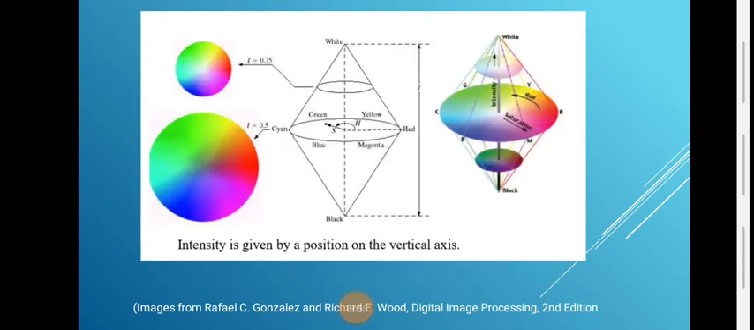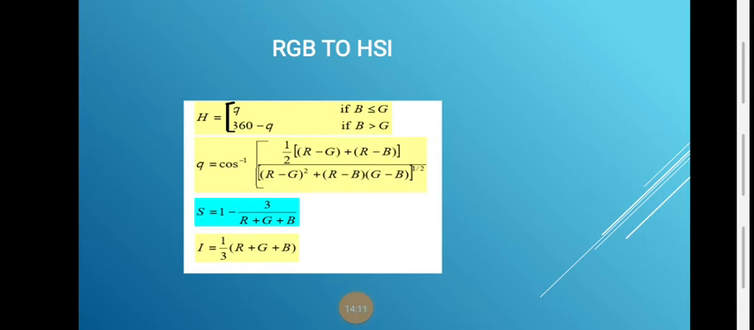This is the intensity position given on the vertical axis when we take the plane as a circular model, and the formula conversion for RGB to HSI. Theta is the value we are giving. For the H component of an RGB image, H is equal to theta when blue is less than or equal to green, and 360 minus theta when blue is greater than green.